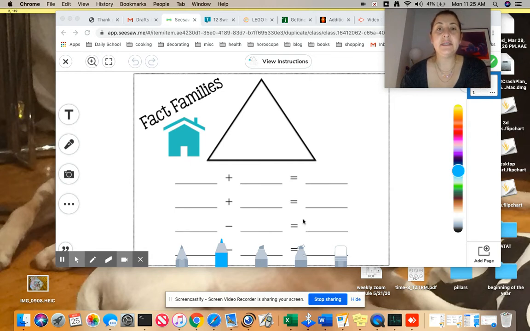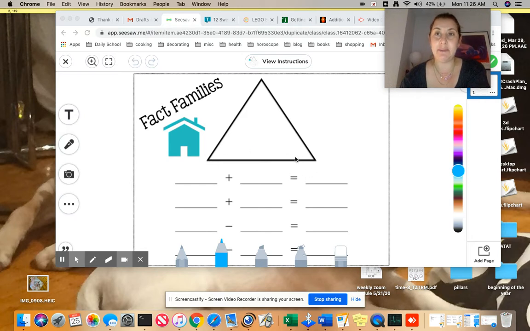Okay, so you can see that in this template, there are no numbers. You have to come up with the fact family all by yourself. So I'm going to show you an example of a fact family, and when you do this, I want you to do a different fact family. Okay, so I think I'm going to start out with the two bottom numbers.